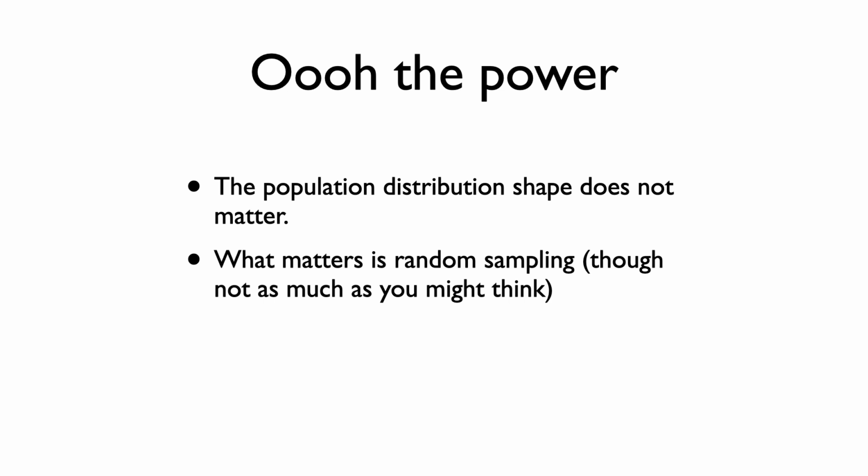But random sampling matters if we're sampling from some population, which we would be. But it doesn't matter as much as people think it does. It matters. The math assumes randomness. The math behind the central limit theorem assumes that we have a random sample.